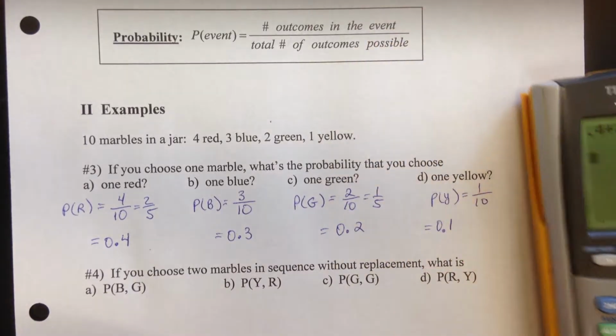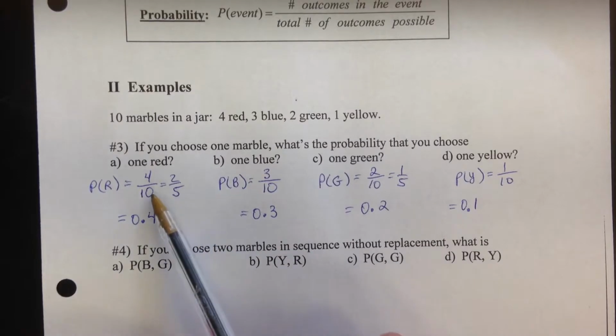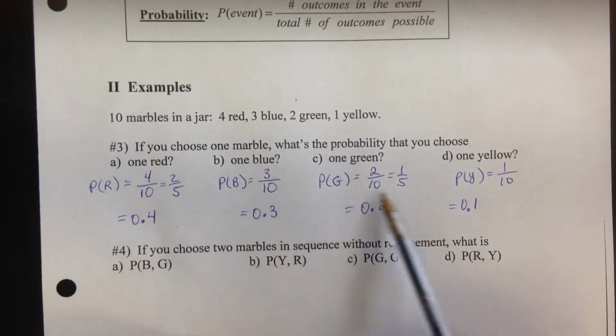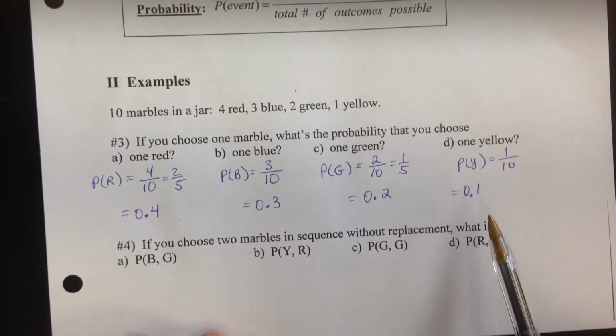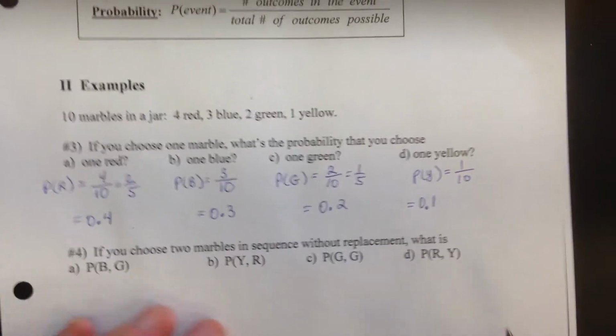Okay, 100%. So what that means is that if everything adds up to 100%, you have taken account of all the possible outcomes. If I pick one marble, this is the only thing that can happen. I get a red, a blue, a green, or a yellow.